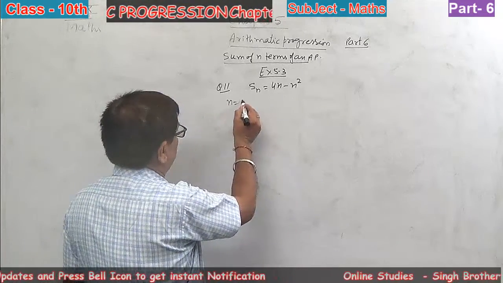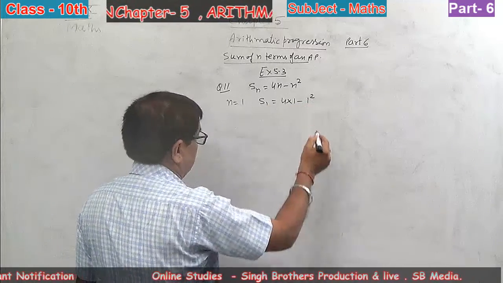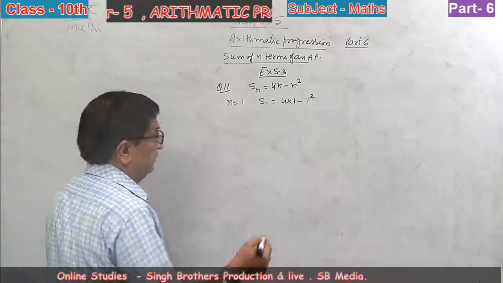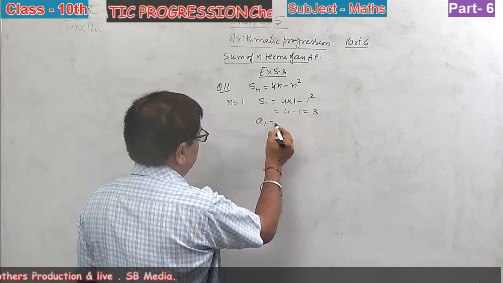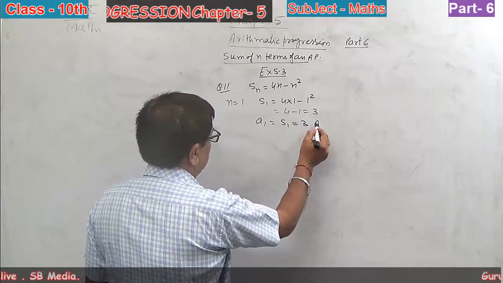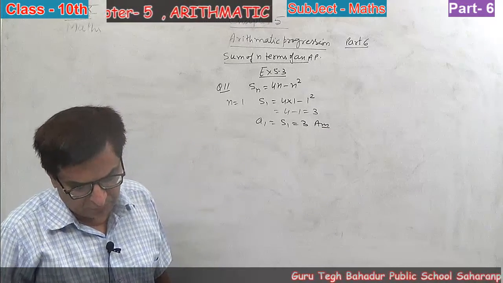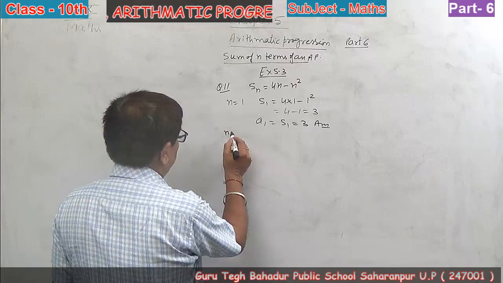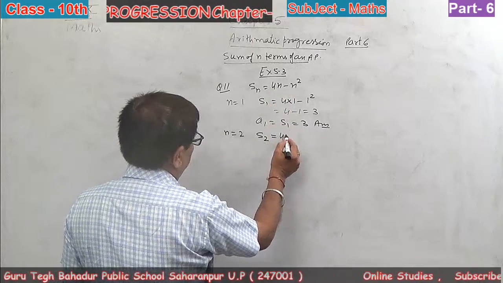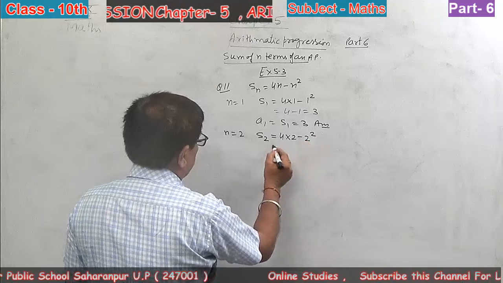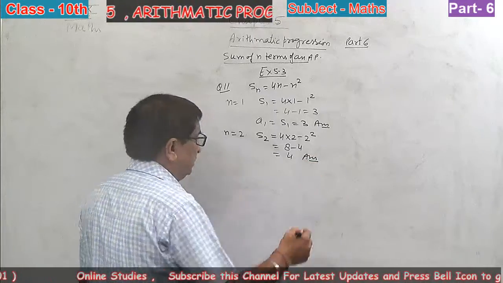Put n equal to 1: S1 is equal to 4 into 1 minus 1 square. Putting the value of n as 1, it will be 4 minus 1, that is 3. So A1 is equal to S1 is equal to 3. This is the first answer. Then, what is the sum of two terms? N is equal to 2. Sum of two terms: you put the value of n as 2. 4 into 2 minus 2 square, 8 minus 4, that is 4. This is the second answer.